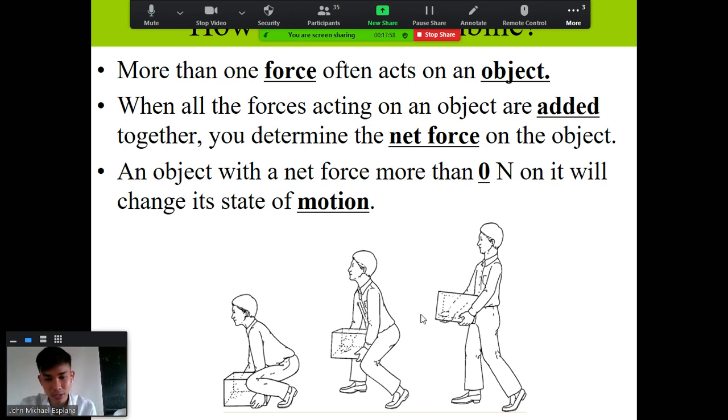Okay? So next. So that's how you combine. In order for you to combine forces, you must add individual forces together. Yun sinasabi ko kanina, individual forces, in order for you to determine the net force or the resultant force.